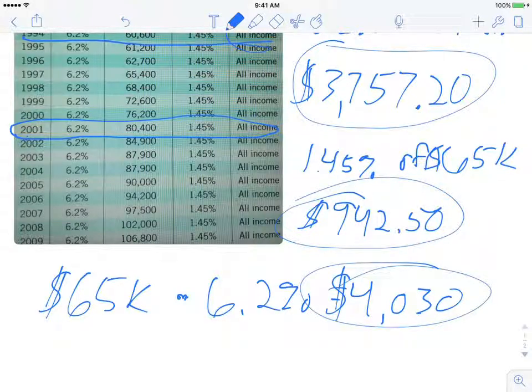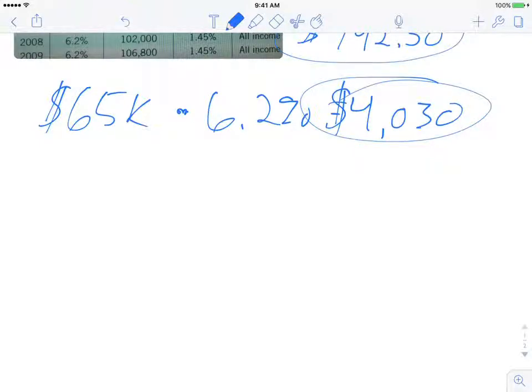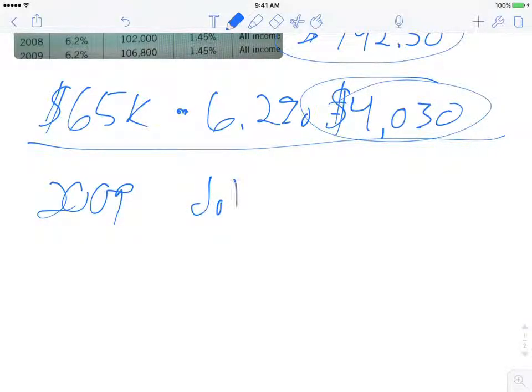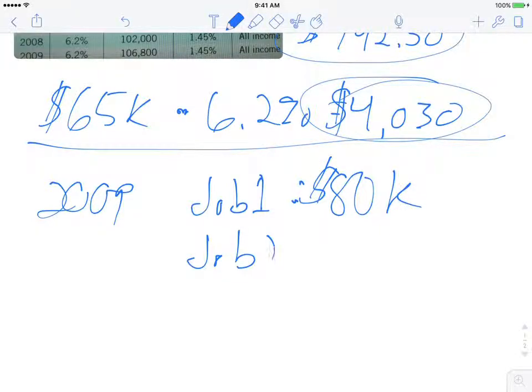Now I'm going to give you a different scenario. Let's pretend we have someone who works two different jobs. So let's say this is in 2009. For one job, they receive $80,000 for the year, and for the other job, they receive $40,000 for the year. Okay, well, we know that's a total of $120,000.